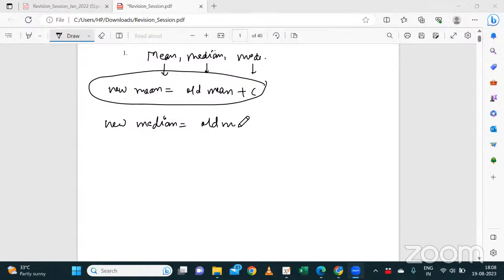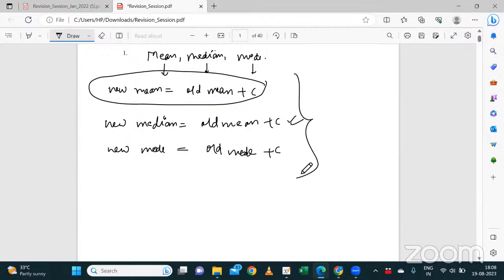And the new median will be the old median plus C. The same happens with the mode also. The new mode will be nothing but the old mode plus C. Was this concept clear to everyone, or is there any doubt? So why are we going to use this property?